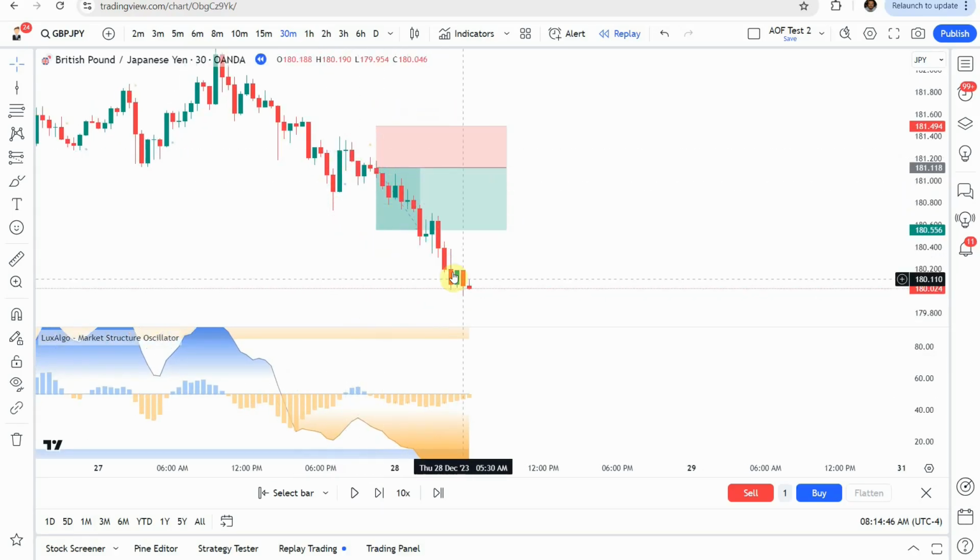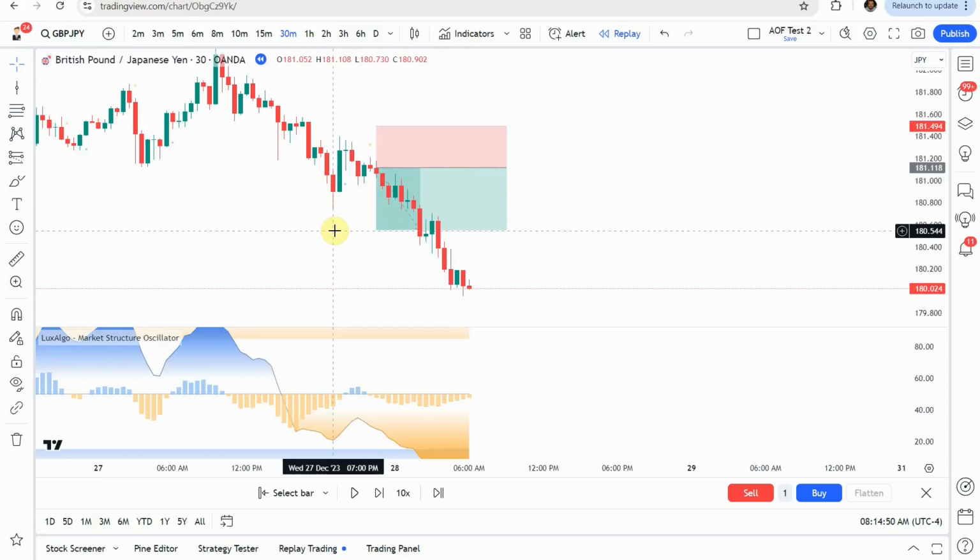Alright, this one makes a really nice push to the downside, getting us to our take profit once again. Alright, so that puts us at the end of the testing right there.